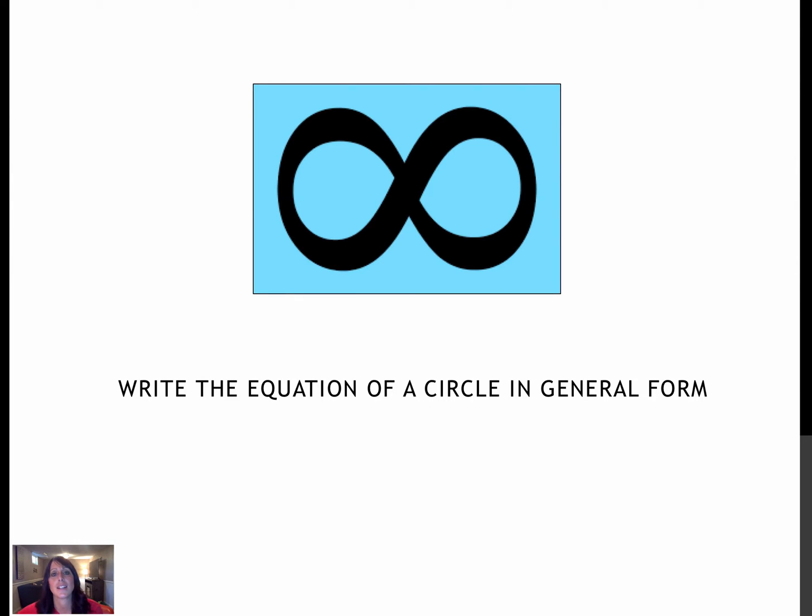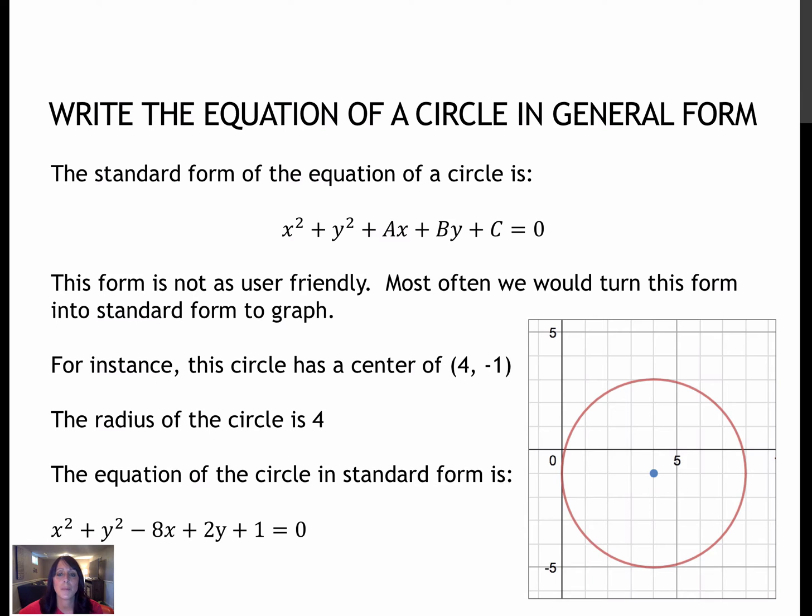Our next lesson is on writing the equation of a circle in general form. General form is not nearly as helpful or wonderful as standard form. So general form would typically be used if we have just a whole mess of stuff, and we would probably then turn it into standard form so that we can graph it, because obviously it's very easy to graph when we have it in standard form.